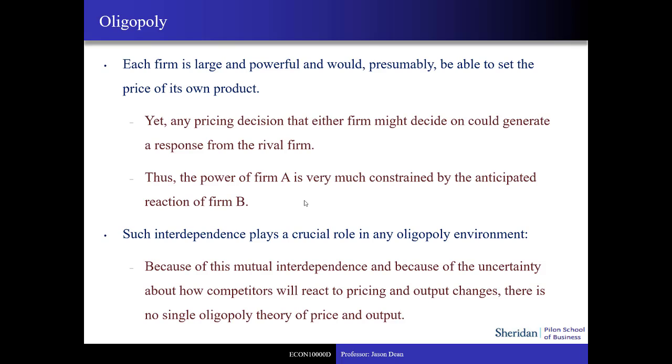And as a result, because it's very complex to model this, there's no single oligopoly theory of price and output like we have for the other 3 market structures. So we can't say the price will be higher and the quantity will be lower. And in fact, we're not going to be able to have a profit maximizing analysis like we did with the other market structures, because it requires much higher level mathematics.